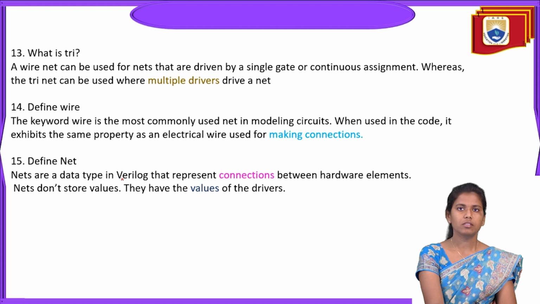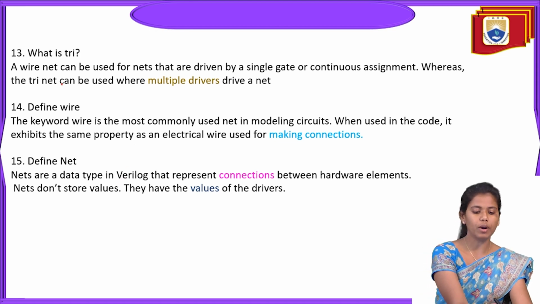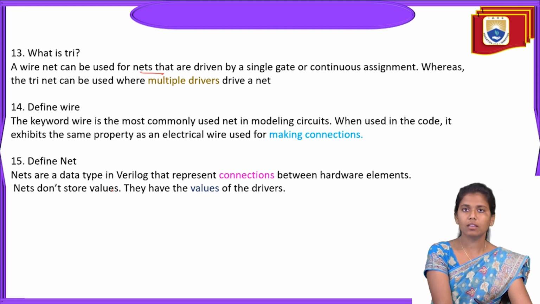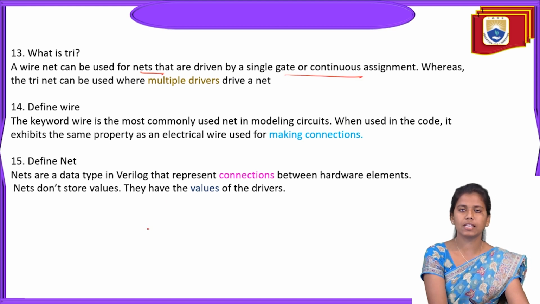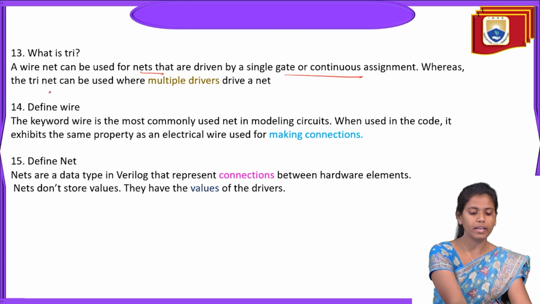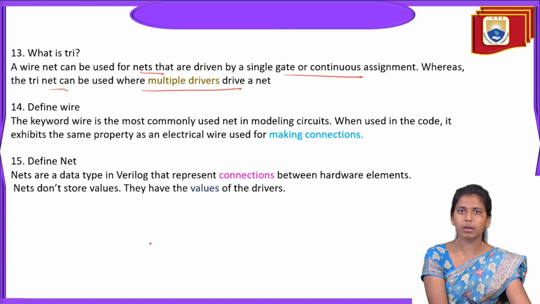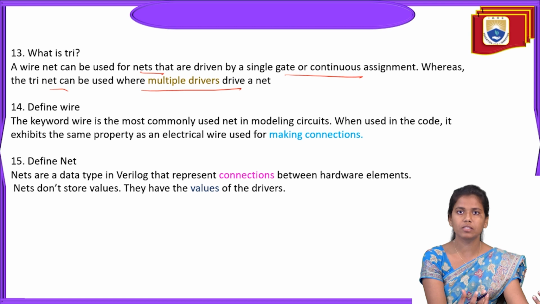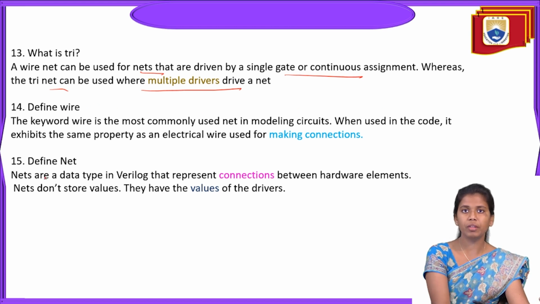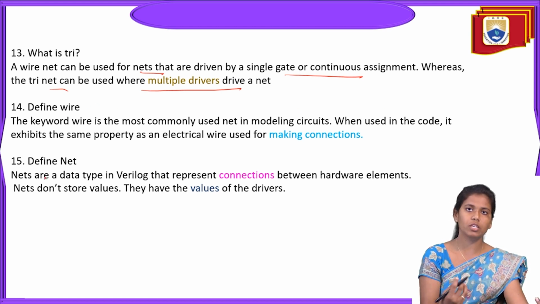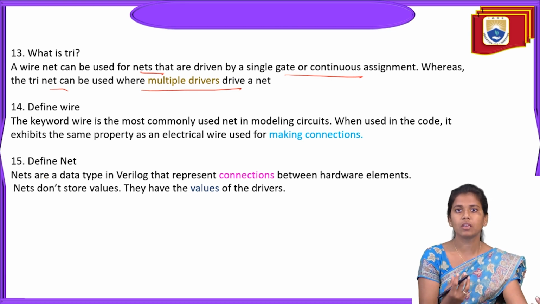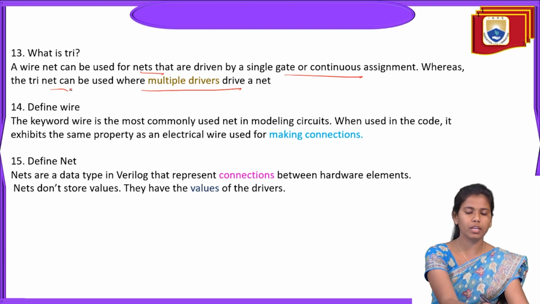And tri. So what is tri? A wire net can be used for nets that are driven by a single gate or continuous assignment, whereas the tri net can be used where multiple drivers drive a net. These are actually the variables that connect the devices. They act as a wire in order to connect some devices. But if multiple drivers are driving some variables from different modules, then in those cases, instead of using wire, we go for the tri net, right?